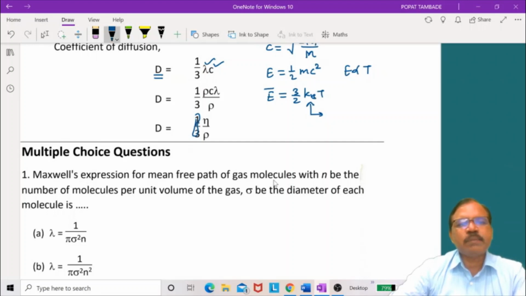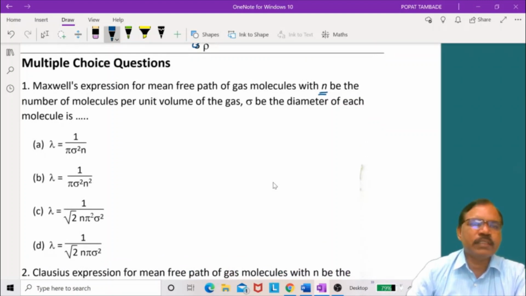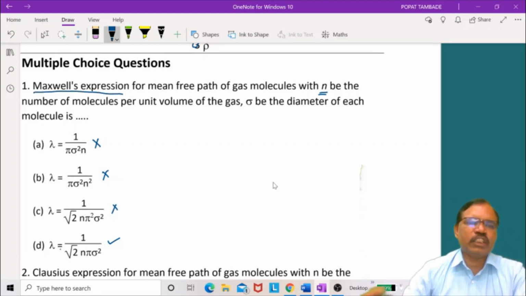The Maxwell's expression for mean free path of gas molecules, with n being the number of molecules per unit volume of the gas and sigma being the diameter of each molecule. Now this is Maxwell's expression. If we see the options, this is incorrect, this is incorrect, this is incorrect, this one is correct. Lambda is equal to 1 upon root 2 n pi sigma square. This is the mean free path, and this is Maxwell's expression.